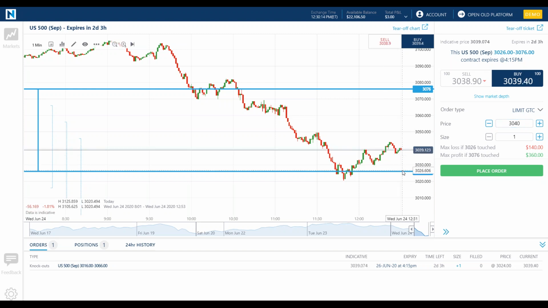I bought one closer to the lower boundary. I bought one closer to the floor. And the reason I did that is my maximum potential loss is only $140. If this thing really does drop and touches 30.26, get me out. Maybe this thing's going to keep going lower again. But if I'm expecting or hoping or looking for a rally this afternoon, it gives me more room and more potential profit to the upside because I've moved my ceiling higher as well.